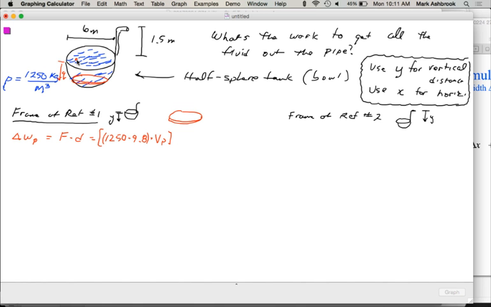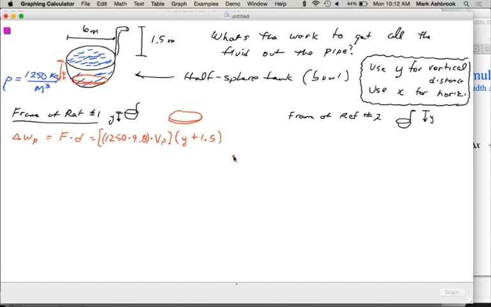But that's not the distance it has to go, right? It has to go what? No, y is down from here. Yeah, so it's going to go a distance of y plus another 1.5 feet. In this frame of reference, that's how far a layer has to go. It has to go to the top, where y equals 0, and then another 1.5 feet.